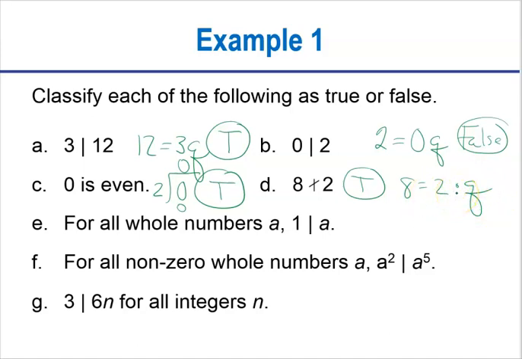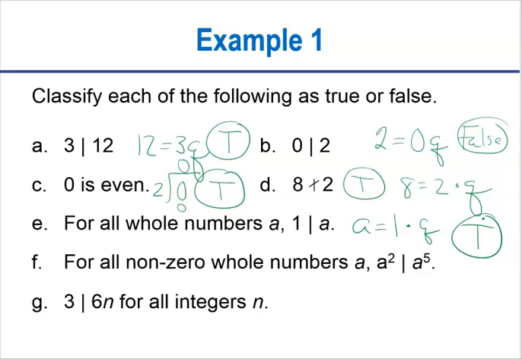So that is a true statement because it says 8 does not divide 2. For all whole numbers a, 1 divides a. So what are we saying? a is equal to 1 times some number q. What is that number q? a, right? For all whole numbers a. So that is a true statement. Turns out 1 divides every number.